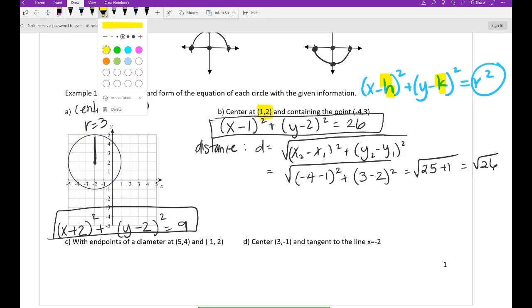Totally. So they also gave you another point. They said, hey, there's another point that can be x, that can be y. Plug them all in, and you can find r squared that way as well.